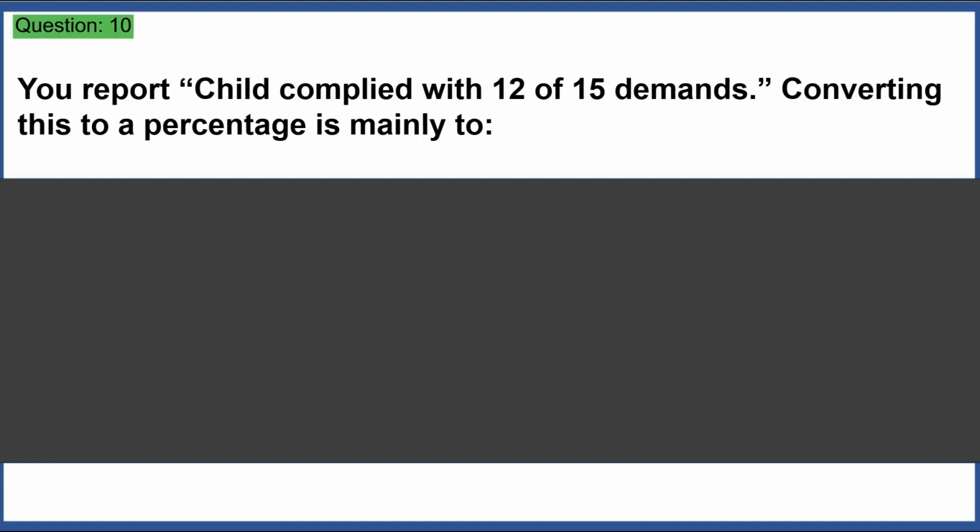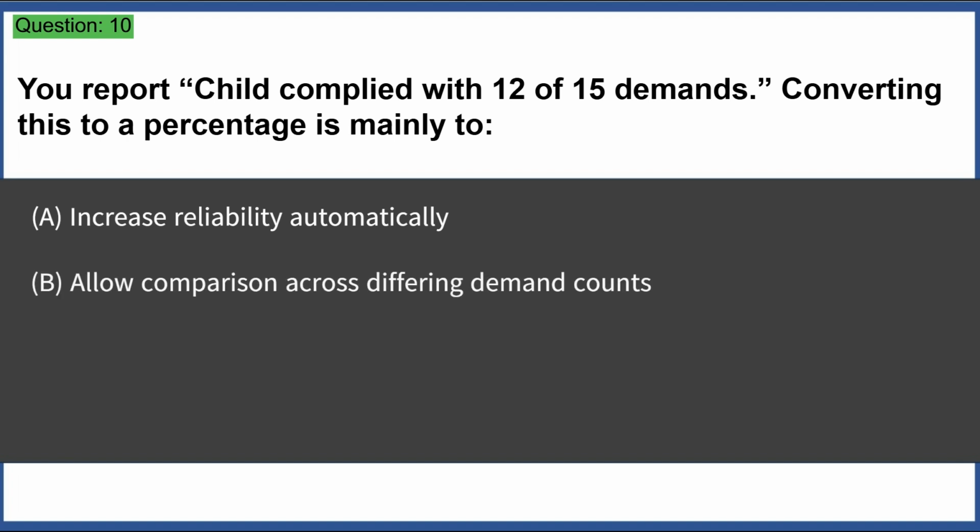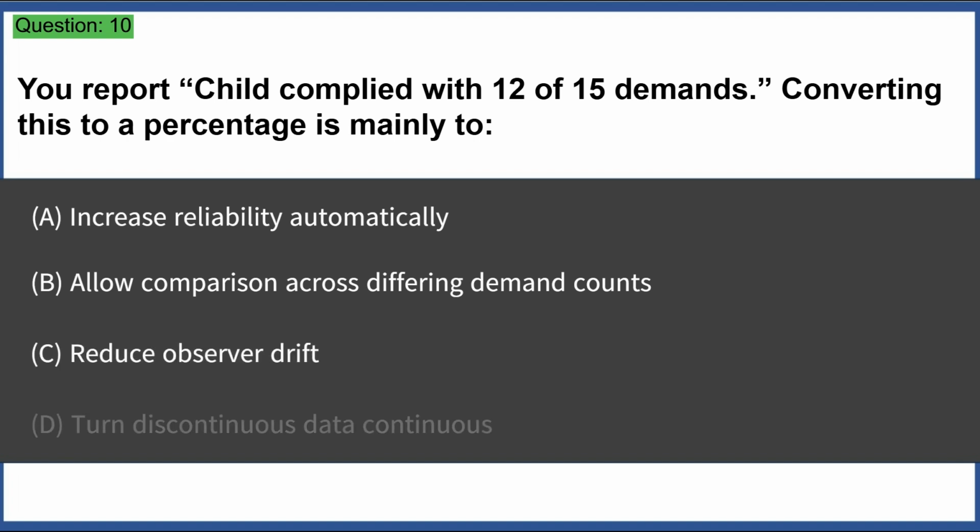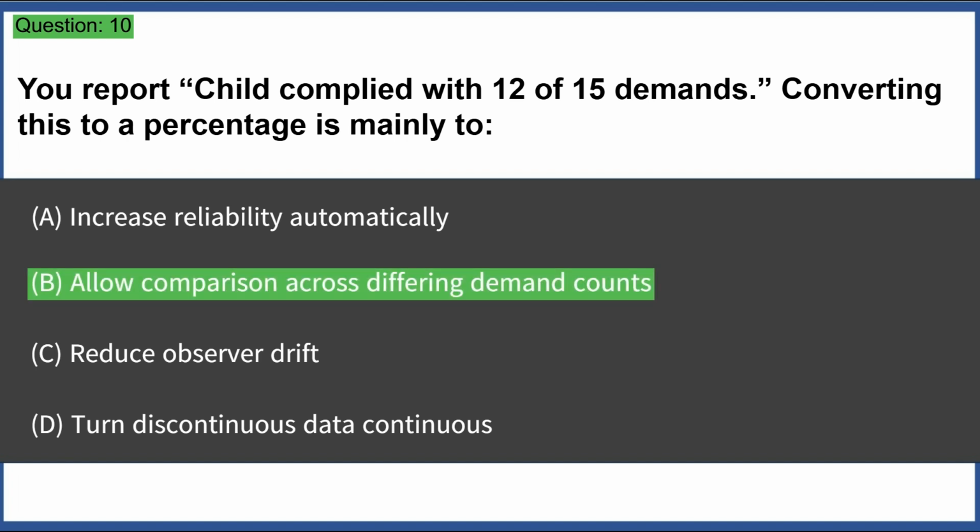You report child complied with 12 of 15 demands. Converting this to a percentage is mainly to A. Increase reliability automatically. B. Allow comparison across differing demand counts. C. Reduce observer drift. D. Turn discontinuous data continuous. Answer, B. Percentage normalizes for total opportunities.